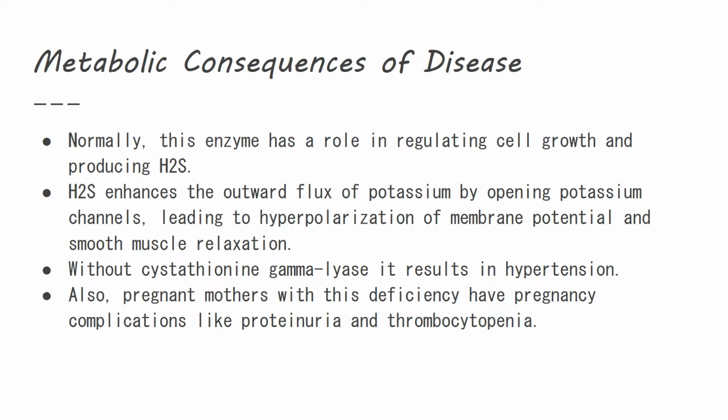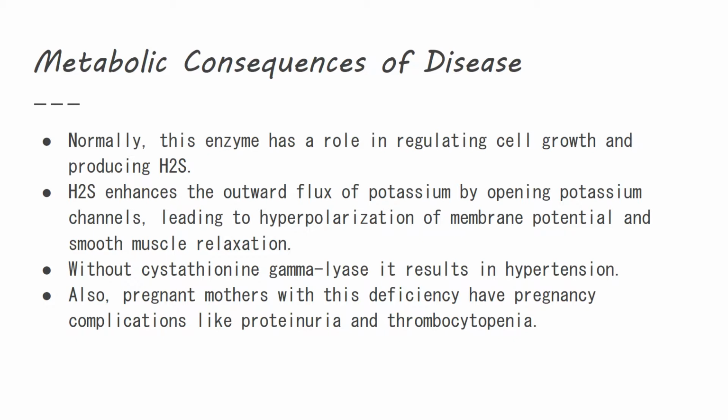Normally, this enzyme has a role in regulating cell growth and making hydrogen sulfide. This hydrogen sulfide enhances the outward flux of potassium by opening potassium channels, thus leading to hyperpolarization of membrane potential and smooth muscle relaxation. So, without this enzyme, it results in hypertension because the smooth muscle can no longer relax.